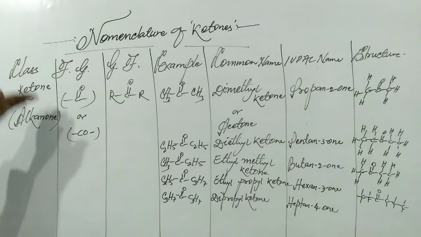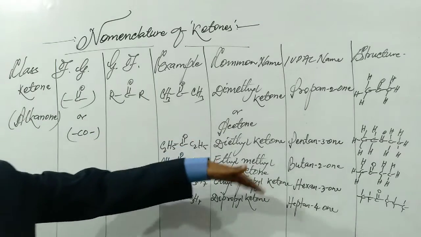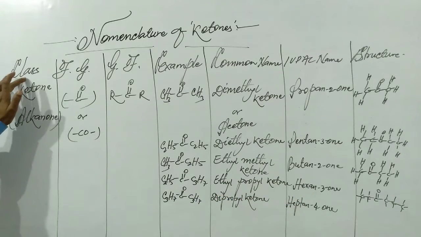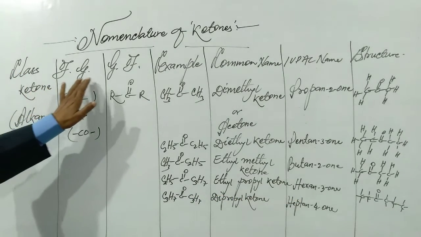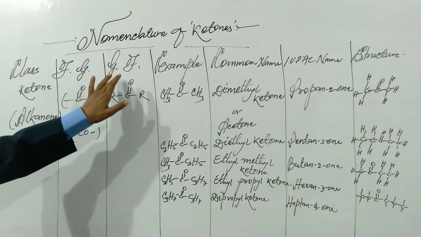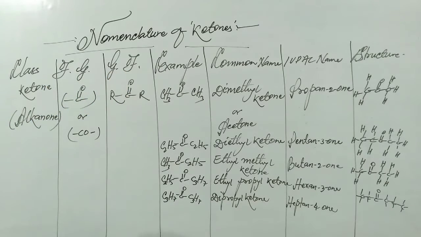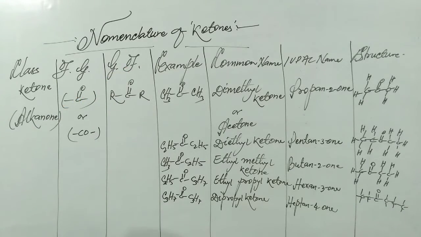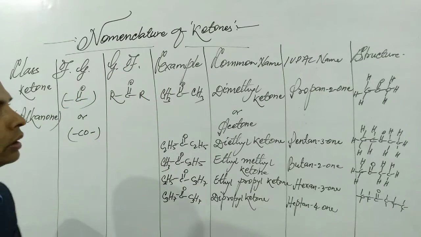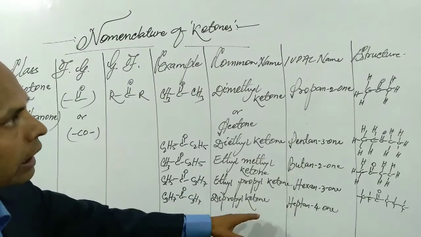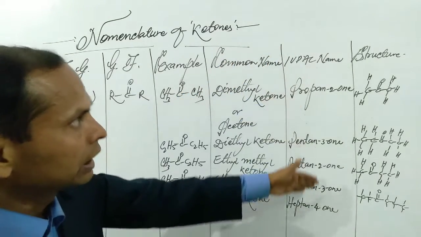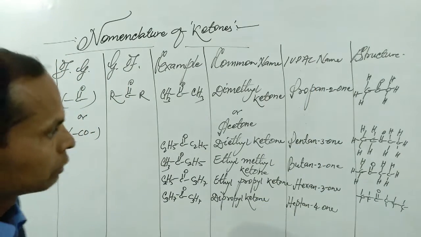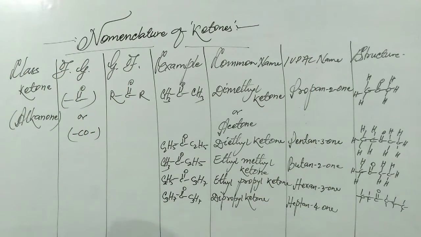We have to draw 7 different columns like the previous functional group. This column is for class name, this is for functional group, and this column is for general formula, because GF stands for general formula. This is example. This column is for common name and this is for IUPAC name, and this is the structure or structural formula of the respective compound.